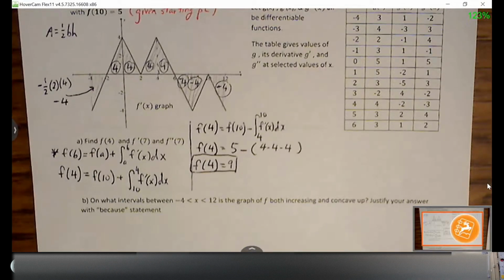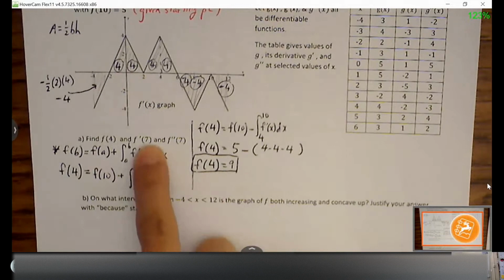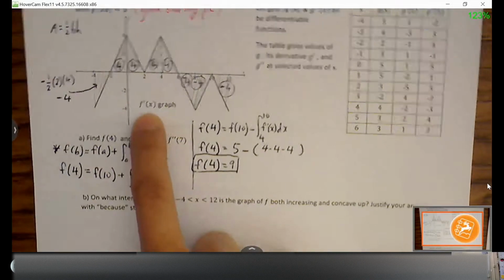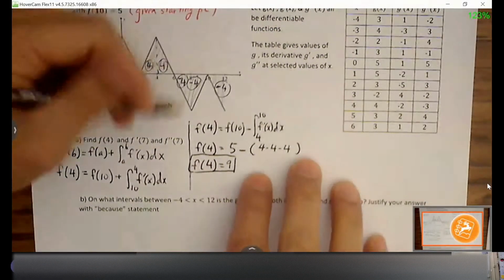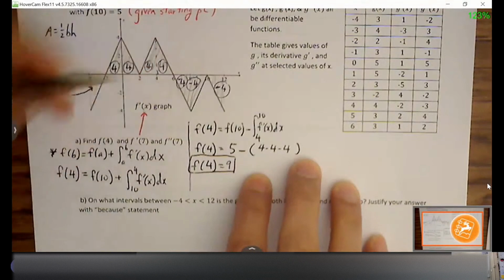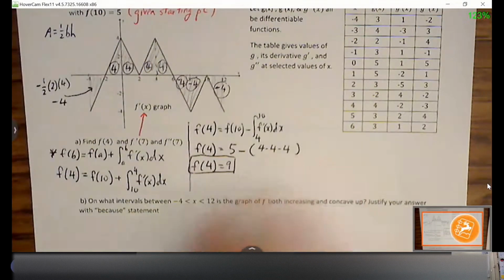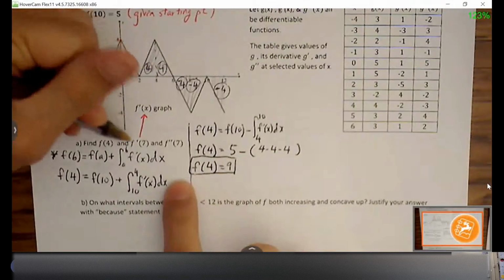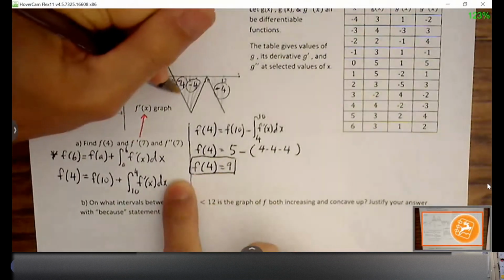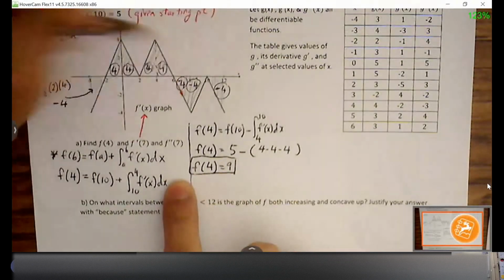We want to find f prime of 7. So this is the f prime graph. So we can just simply rely on that, right? So f prime of 7 is just going to be this ordered pair here.